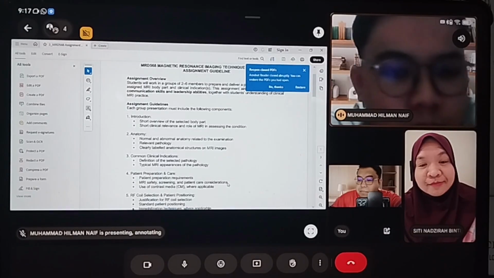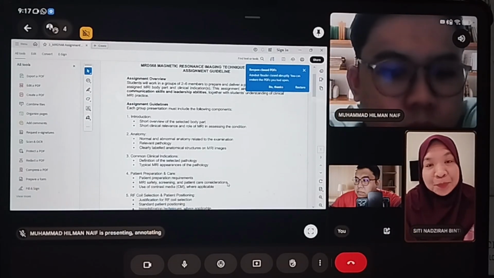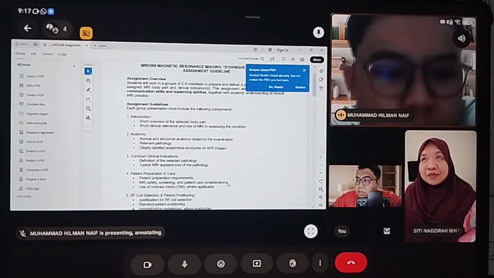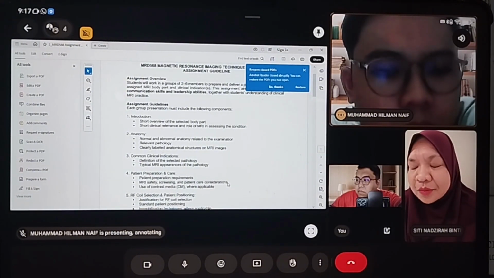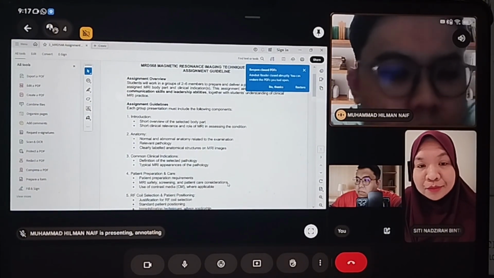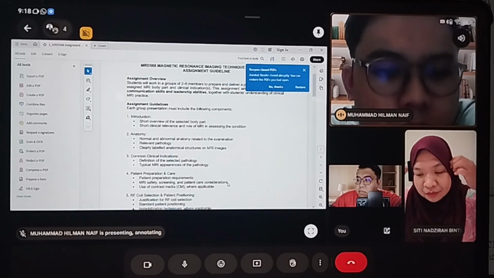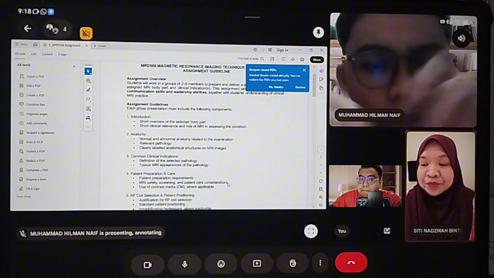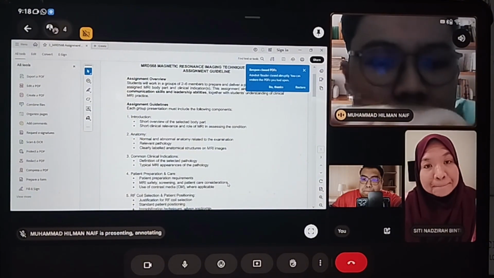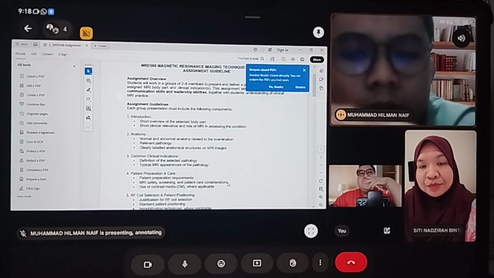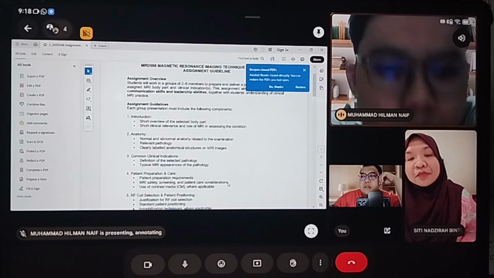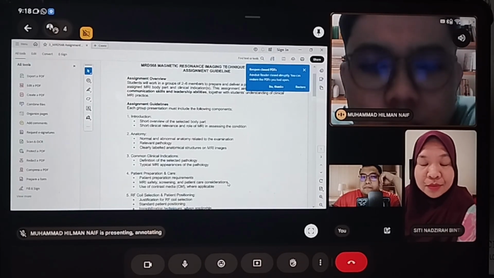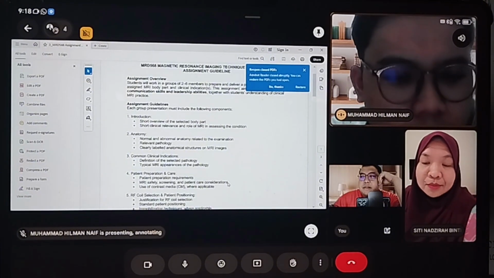Yes, I agree. Especially for spine imaging, because it includes cervical, thoracic, and lumbar regions. So we have to make sure that our presentation is systematic and not too confusing. It can be compact, but very specific and systematic, so people can understand our presentation. Okay, I agree with both of you.